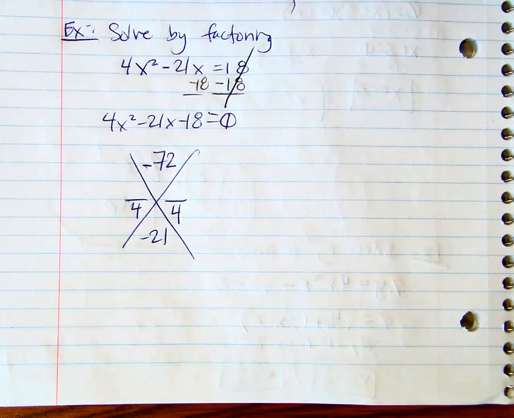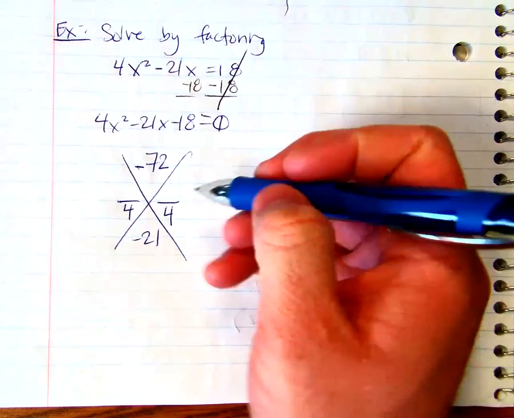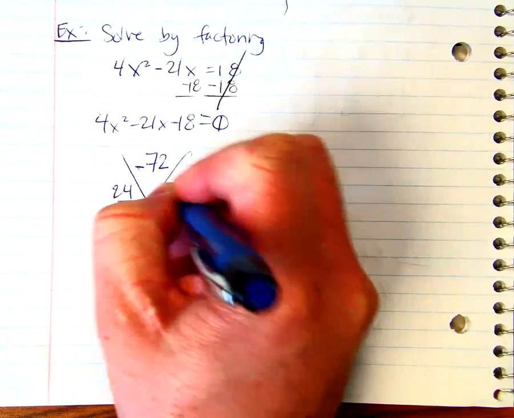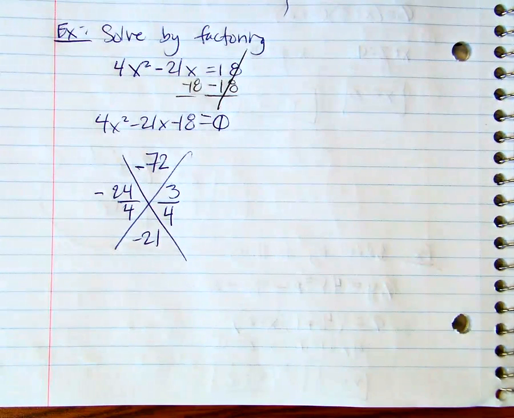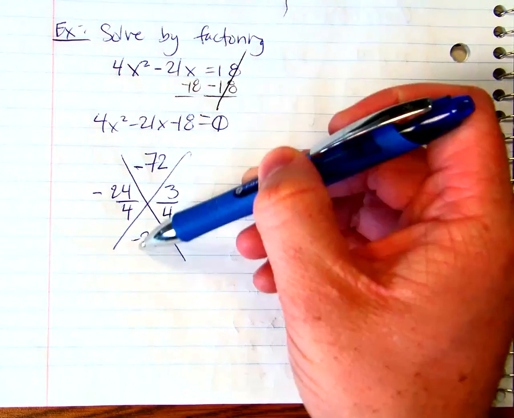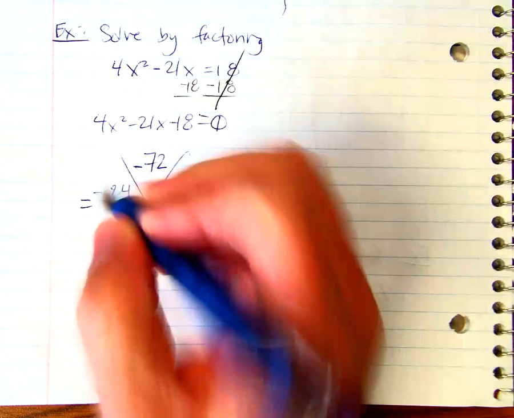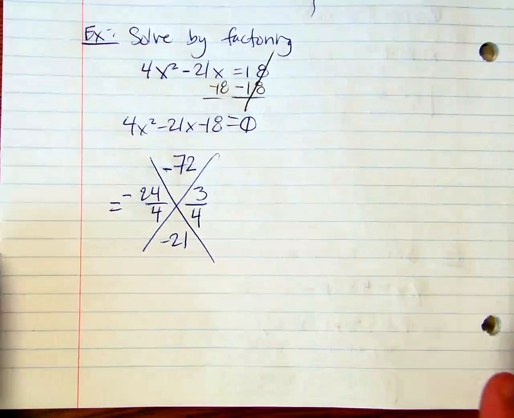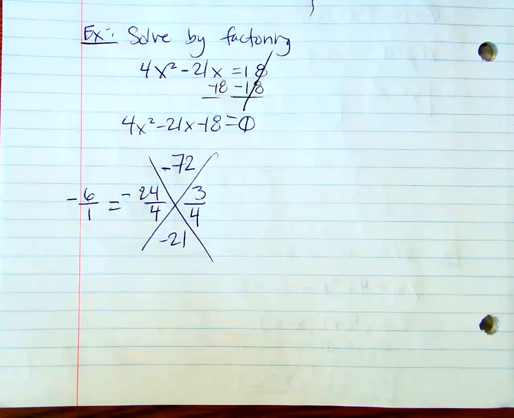Right? 24 and 3, but one of them needs to be negative. The 24 should be negative. Good. So negative 24 and positive 3 will accomplish this. They multiply to make negative 72, but they add to make negative 21. Please don't forget to reduce the fractions if you can. And negative 24 over 4 definitely reduces, makes negative 6 over 1.